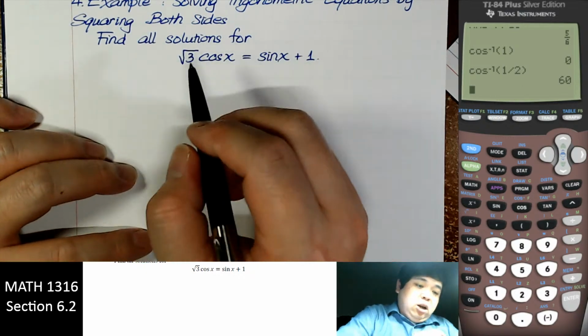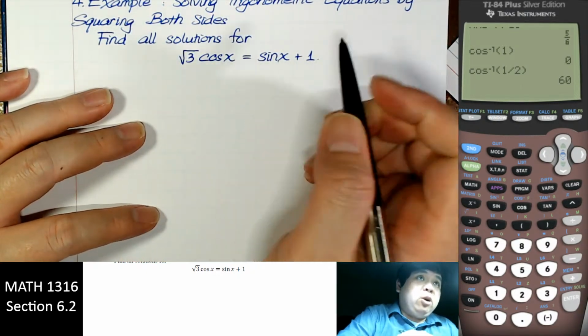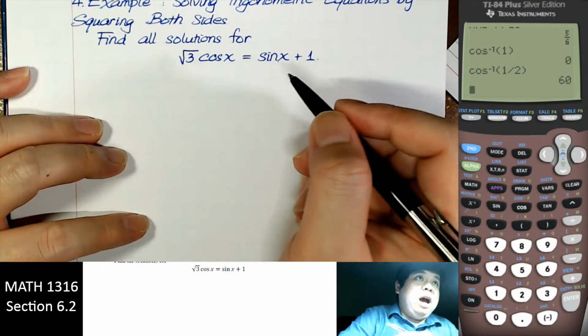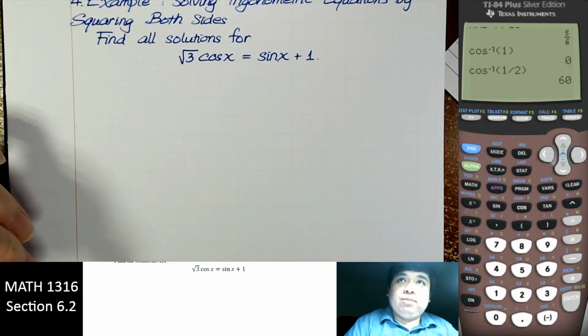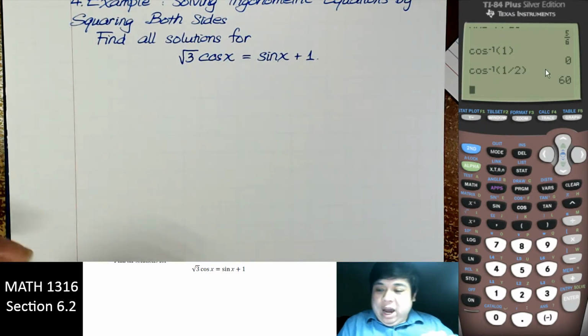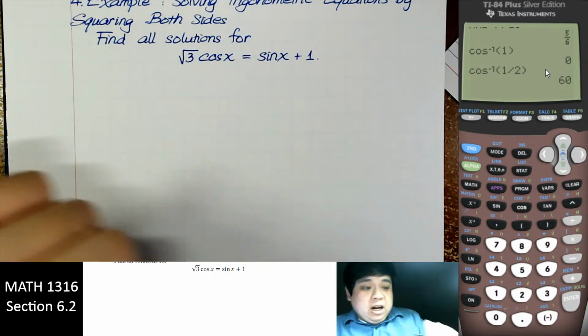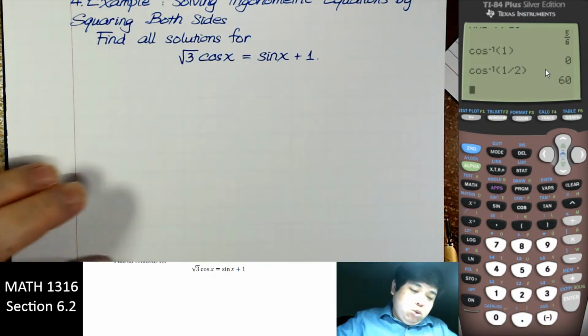Sometimes we have an equation that has both sine and cosine. What we do here is square both sides. And you might ask, why do we have to square both sides? Well, because when we have cosine square plus sine square, that is 1. So first, square both sides.